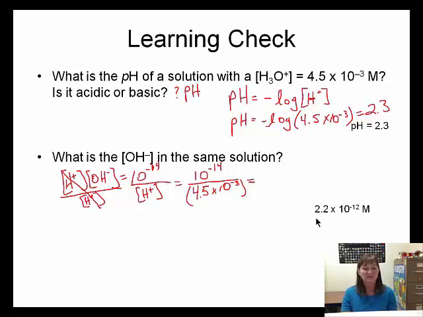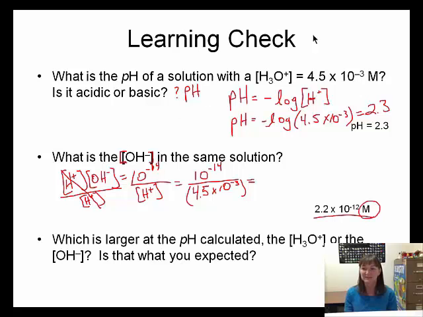Which is larger at the pH calculated? So we calculated a pH of 2.3, which is acidic. So which is larger, the hydronium concentration or the hydroxide concentration? Well, here's hydronium, 4.5 times 10 to the negative 3. Hydroxide is 2.2 times 10 to the negative 12. So which one of those is bigger? And you are hopefully going to tell me that the answer to this question is the hydronium concentration is bigger.